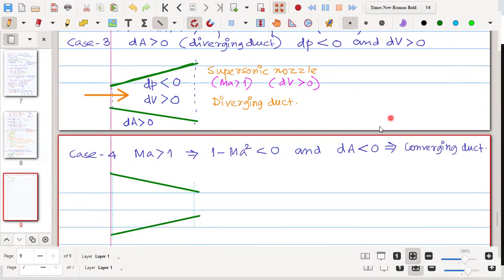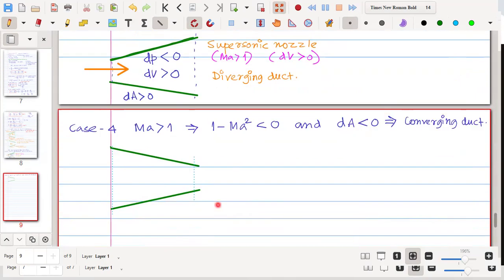Area is decreasing, so pressure will increase. Clear? Area is decreasing, so pressure will increase and velocity will drop. Velocity will decrease. Now this is a converging duct and it is supersonic flow.